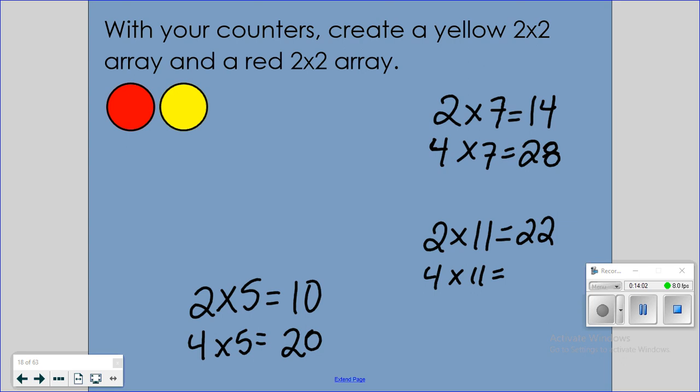Yeah, Gwen said I know 2 groups of 11 is 22, and I need 2 more groups of 11, so I'm going to add another 22. What'd you get? 44.